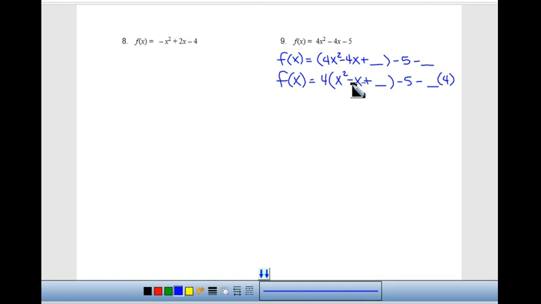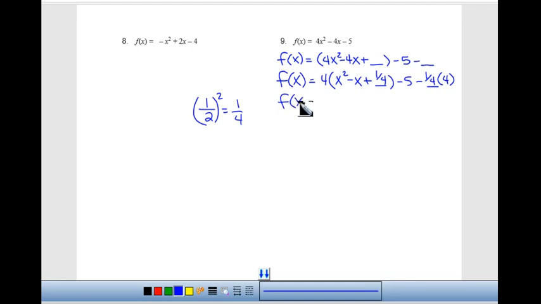Now, my middle term, my linear term is 1. If I half 1, I get 1/2. When I square that number, I get 1/4. So I will add 1/4 on the inside and subtract 1/4 on the outside.